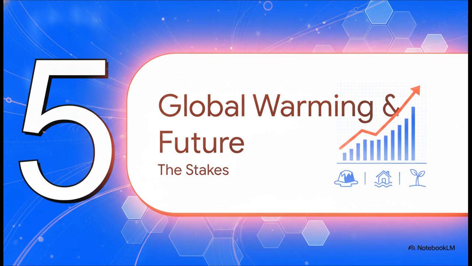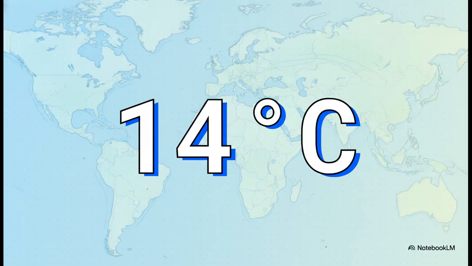This leads us to our final section, Part 5, Global Warming and Our Future. Let's talk about the stakes. Now that we understand the mechanics of how heat gets trapped, let's look at the hard data on how much the planet has actually warmed up and what that means for us. To set our baseline, the annual average near-surface air temperature of the entire world is approximately 14 degrees Celsius. That is the global thermostat setting that has historically allowed human civilization and all of Köppen's climate zones to thrive.